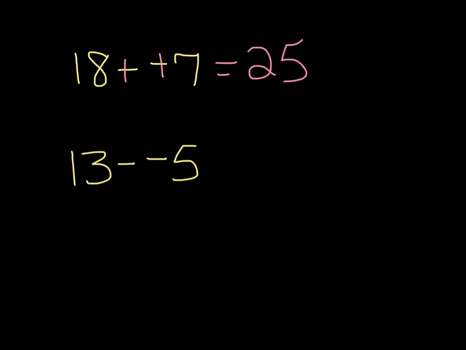13 minus negative 5. You have a negative right next to a negative. You are removing a negative. That makes it positive. A negative right next to a negative becomes positive. 13 plus 5 is 18. You do that when there is no number in between the two negative signs. A negative right next to a negative is a positive. The other way to think of that is a negative times a negative is a positive.